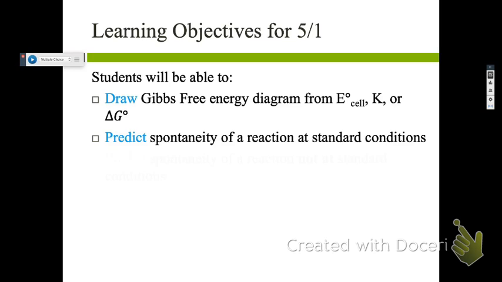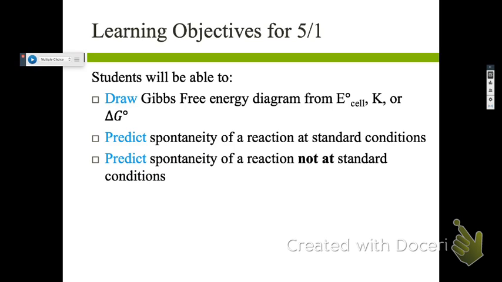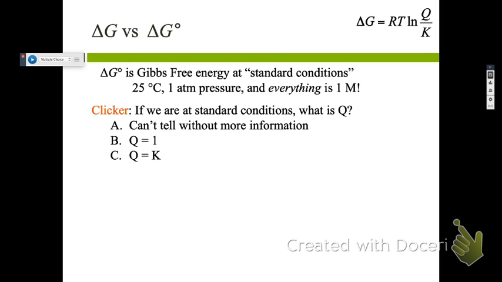Angel, these are on the worksheet for today if you don't want to write them down. And then what about a reaction at standard conditions, not at standard conditions? So basically what I want you to be able to do is convert between these 3 things. Any one of these 3, you can calculate the other 2. All right. So let's do this. If we're at standard conditions, what is Q?